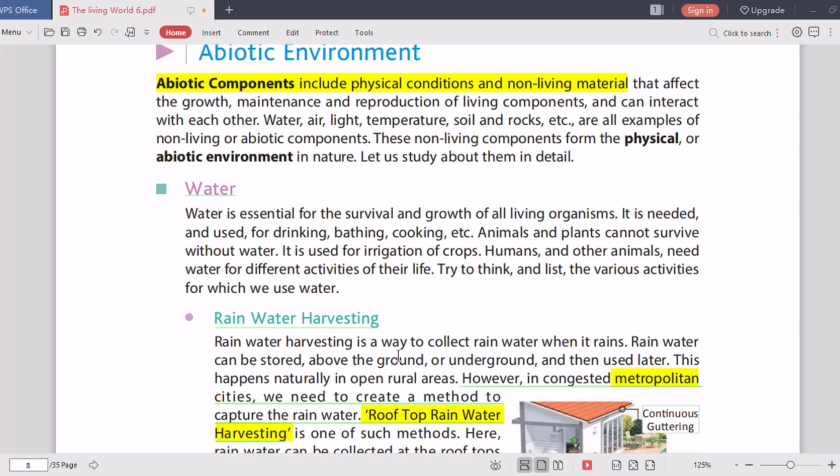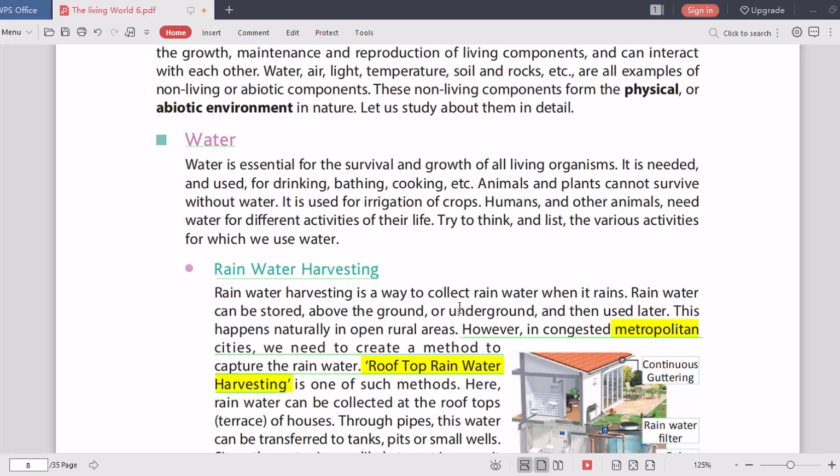Now, rainwater harvesting. Rainwater harvesting is a way to collect rainwater when it rains. Rainwater can be stored above the ground or underground and then used later. This happens naturally in open rural areas. However, in congested metropolitan cities like Mumbai and Delhi, we need to create a method to capture the rainwater.